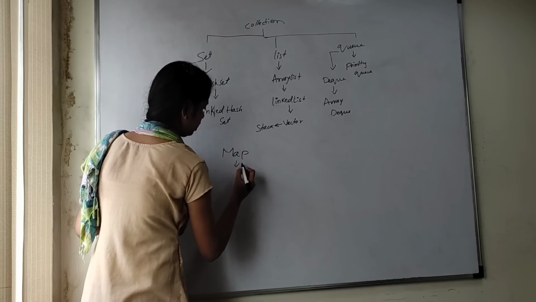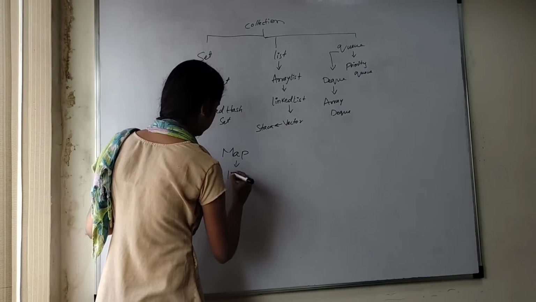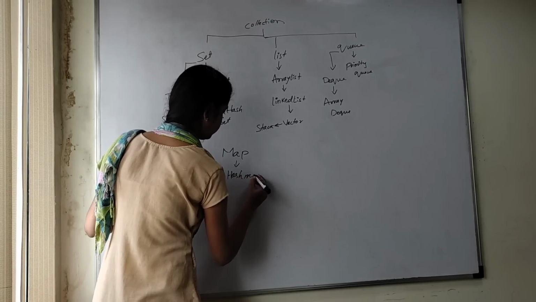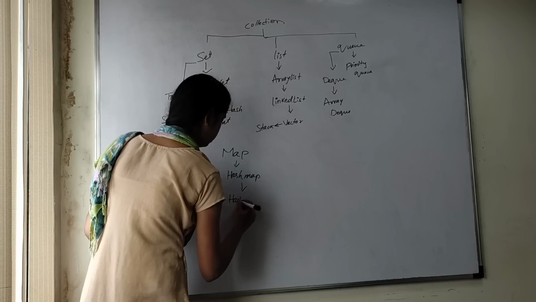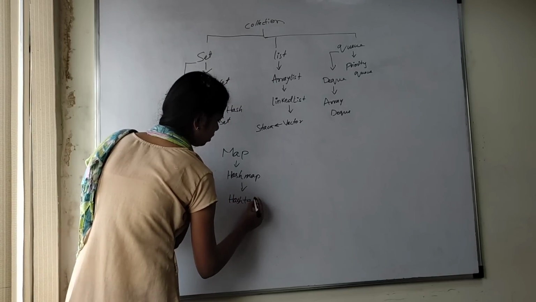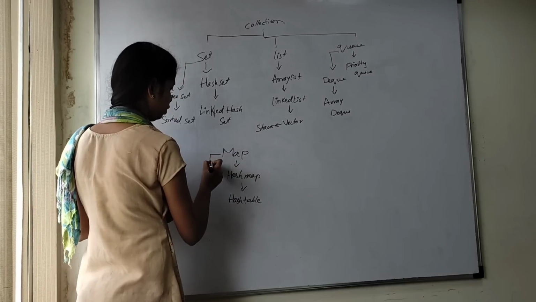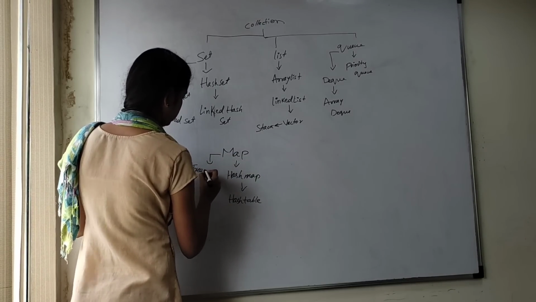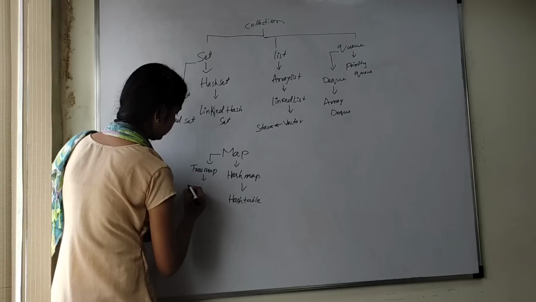And coming to map, it has two classes, ma'am. One is hash map and hash table, and map is also extended in two ways. One is tree map, and the other one is sorted map.